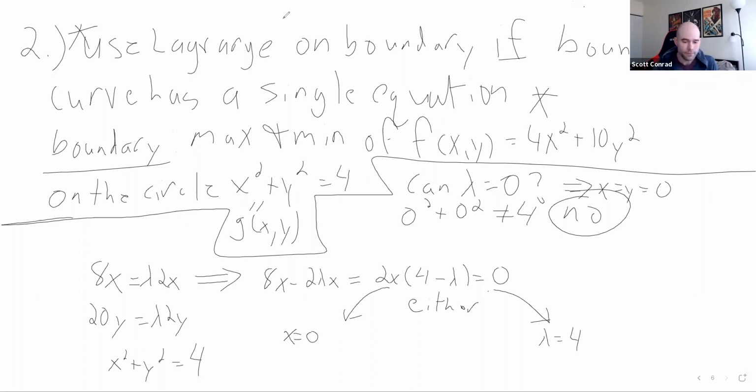OK, so if x equals 0, that doesn't tell us anything about y from the second equation. But we can find y by plugging x equals 0 into the constraint equation. And when we do that, we see 0 squared plus y squared equals 4. Y squared equals 4, so y is equal to plus or minus 2. So we get the points x equals 0, y equals 2, and x equals 0, y equals negative 2. And we'll come back to those in a sec.